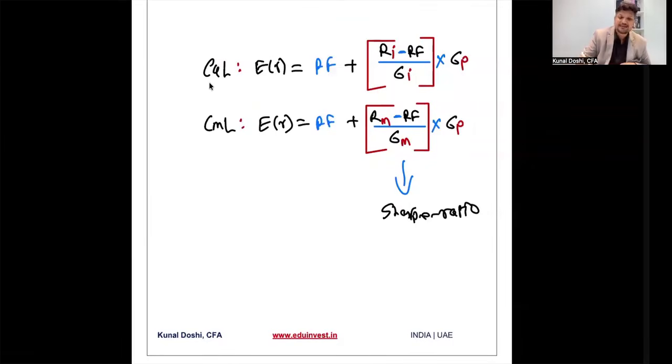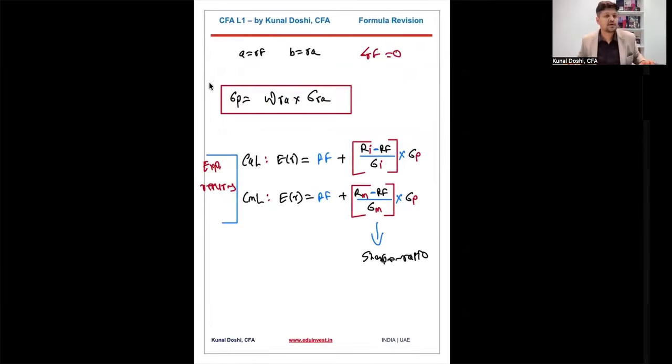Clear? This may not be really tested in terms of calculation, but you should know these are expected returns using CML and using the capital allocation line. Remember, both of them use total risk.